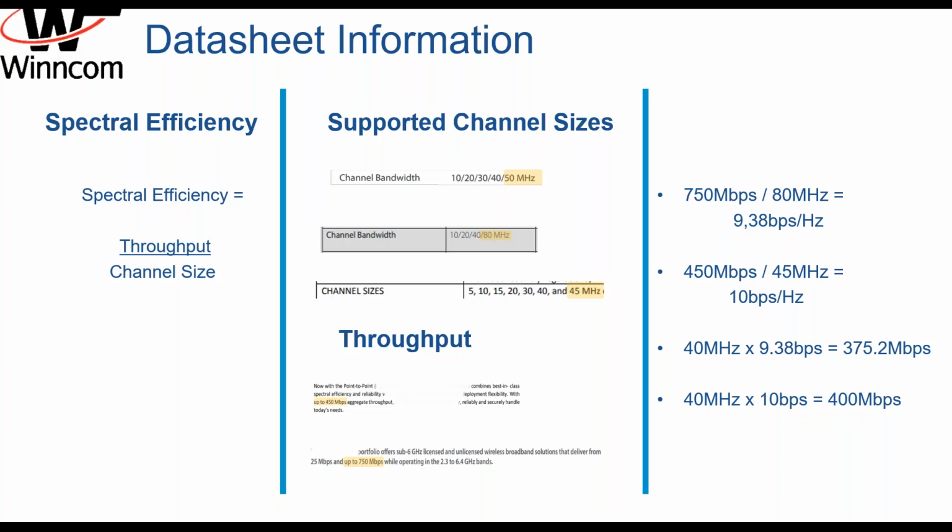So even though on the datasheet it says 750 megabits, it requires a much higher channel size. And even though the other radio says it can deliver 450 megabits, it does it in a smaller channel size. That gives the performance of the radio.